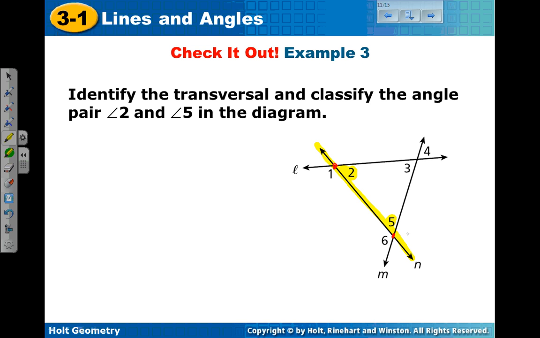And what type of angles are those? They are on the same side of the transversal, and they are inside, so we're going to have to call those same side interior angles. And the transversal is N.